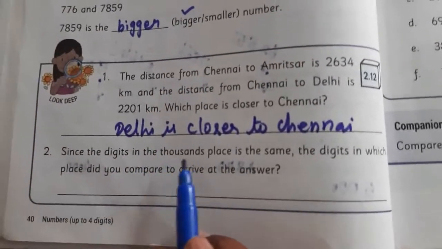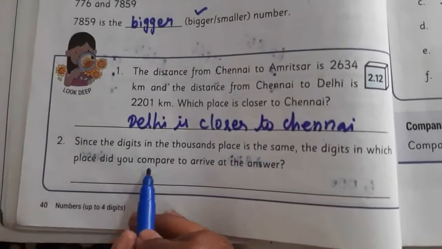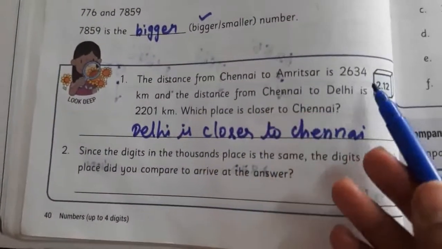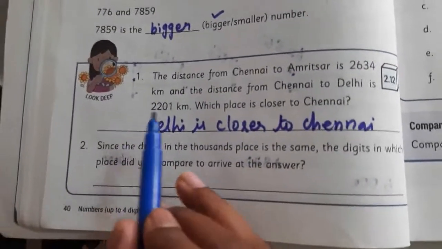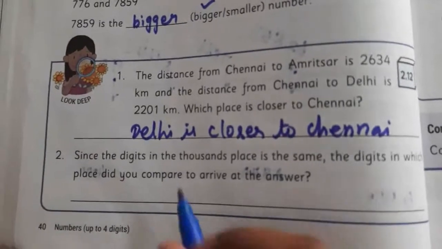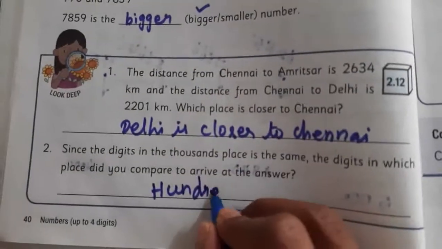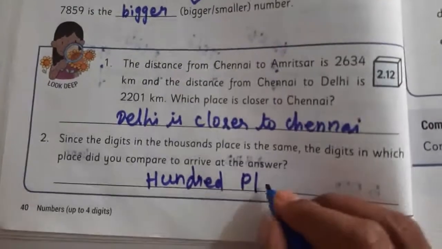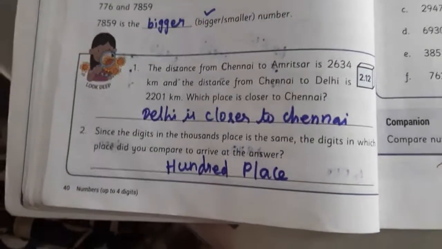So this is the way you have to compare the numbers. Since the digits in the thousands place are the same, in which place did you compare the digits? Just now we saw that when the thousands place has the same number, we have to see the next place. What is the next place after thousands? Yes, very good, it is the hundreds place. So write the hundreds place.